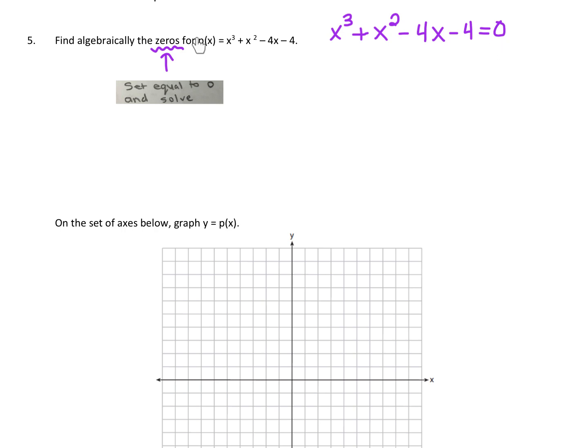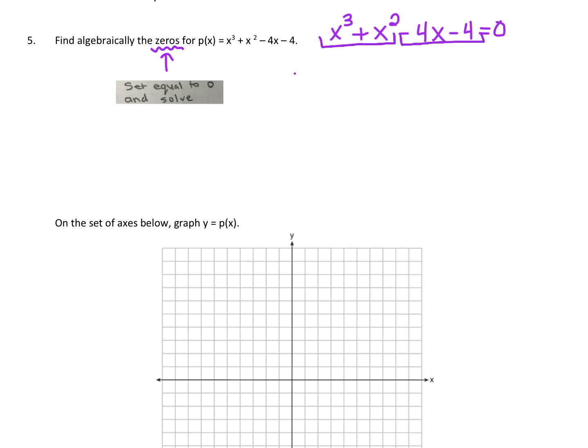You could put it on the left-hand side in place of p of x if you prefer. All right, so now let's solve this. So first thing we want to look for is, do we have a greatest common factor out of these 4 terms? No, we don't. So I'm going to jump into factor by grouping. So let's group together the first 2 terms and group together the last 2 terms.